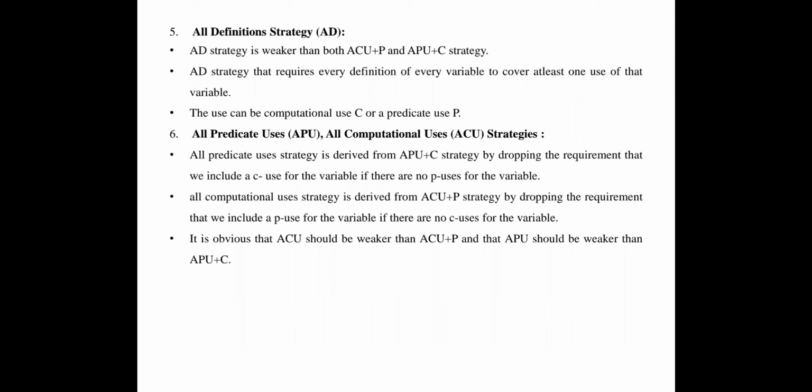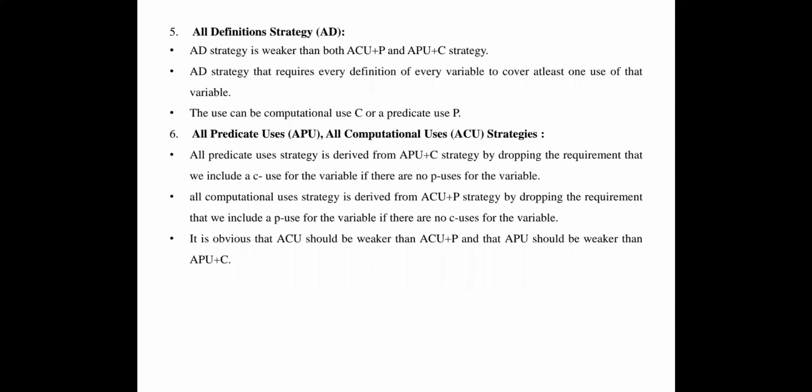All predicate use strategies are derived from the APCU plus C strategy. Next, all computational use strategies are derived from the ACPU strategies. Then the ACU comes; ACU is a combination of ACPU. APU is a combination of APU plus C, and ACU is a combination of ACU plus C. These combinations we will calculate and apply, the all predicate use and all computational use strategies.